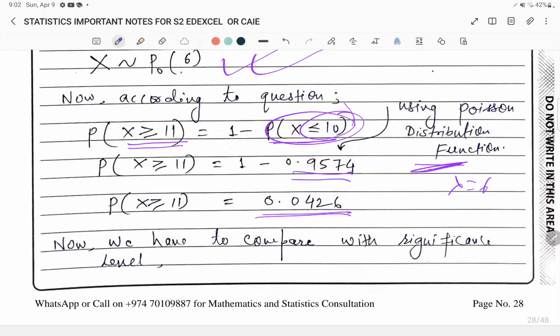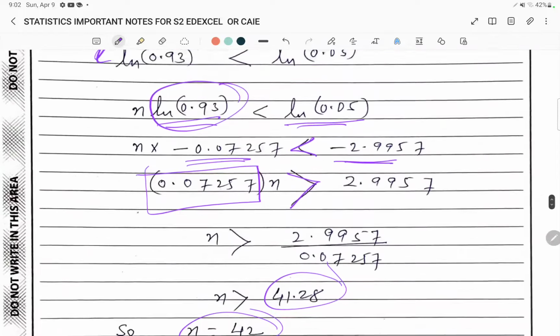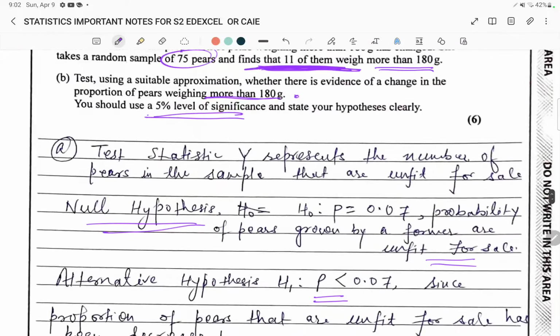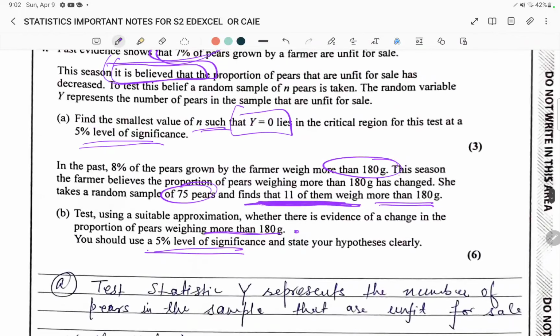Now we have to compare with the significance level, which I think is 5%, right? Let's check again. Yes, 5%. But as I told you in the beginning, it is two-tail, so this 5% will be divided into two parts, 2.5% on the left side and 2.5% on the right side.